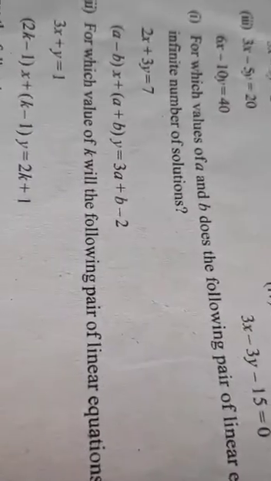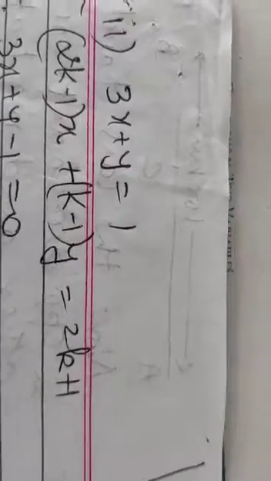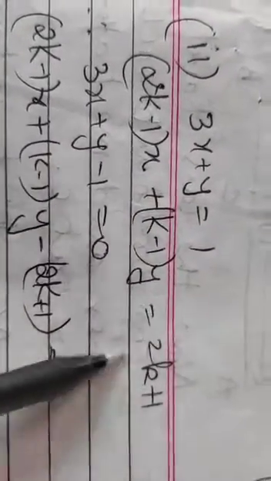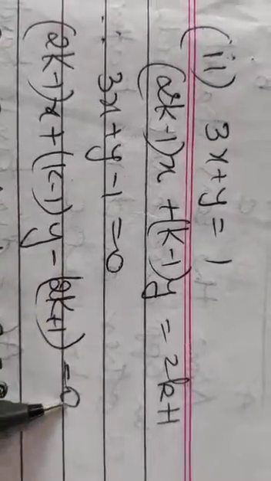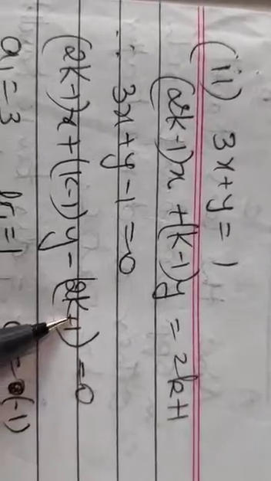Here also the 1 will be taken on the other side, so minus 1, and 2k plus 1 in the bracket will be crossed onto the other side. So minus bracket 2k plus 1 has to be written. So here is how I have worked it out. Just look into it. This is your original equation. 3x plus y is 1, and 2k minus 1 into x, k minus 1 into y is 2k plus 1. So in standard form, 1 will be taken over, so minus 1 equal to 0. Here 2k plus 1 in the bracket is crossed, so minus 2k plus 1 equal to 0. Always put a bracket and cross it, otherwise this sign has to be changed if you don't put a bracket.